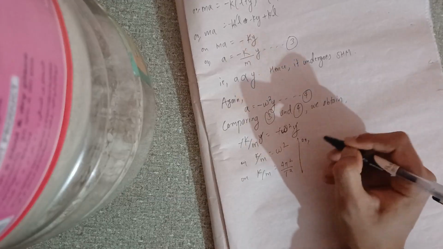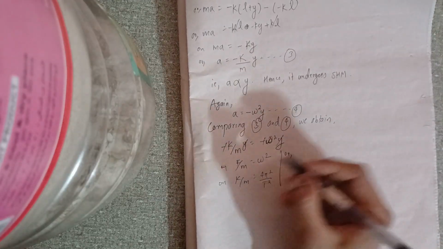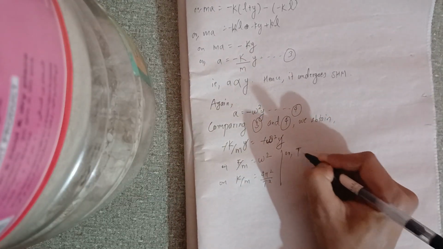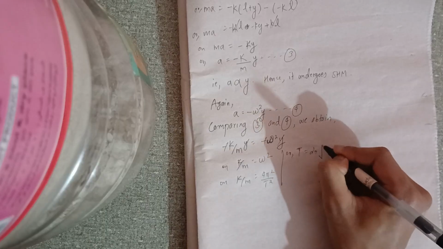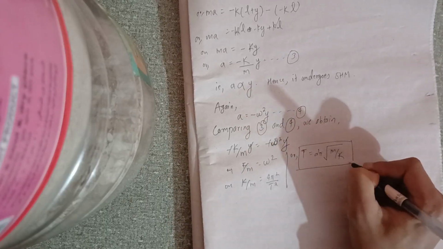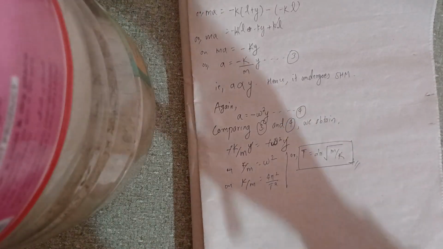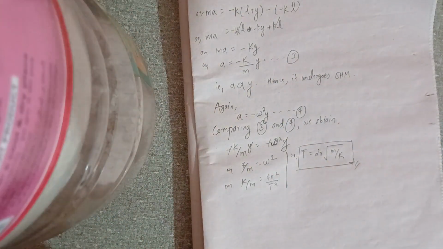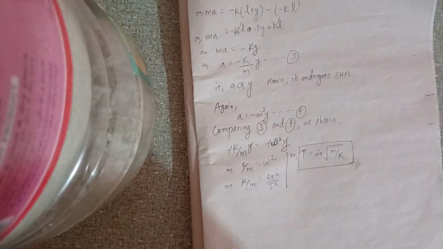This becomes T equal to 2 pi under root m by k. This is the expression for time period of a spring that is vibrating in simple harmonic motion.